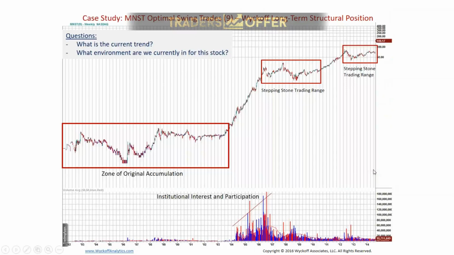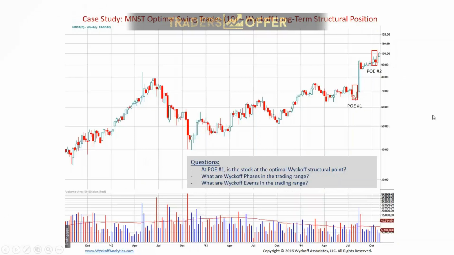Structural analysis. So we definitely want to look for a structure anywhere for any of the stocks. We want to understand where institutions are participating. So coming back to Monster Beverages, we're looking at the latest range right here. We're seeing that the major moves always happen after some kind of structure. So we're expecting that the move is going to happen here as well as a continuation of the leadership. So let's look at the trading range right here.